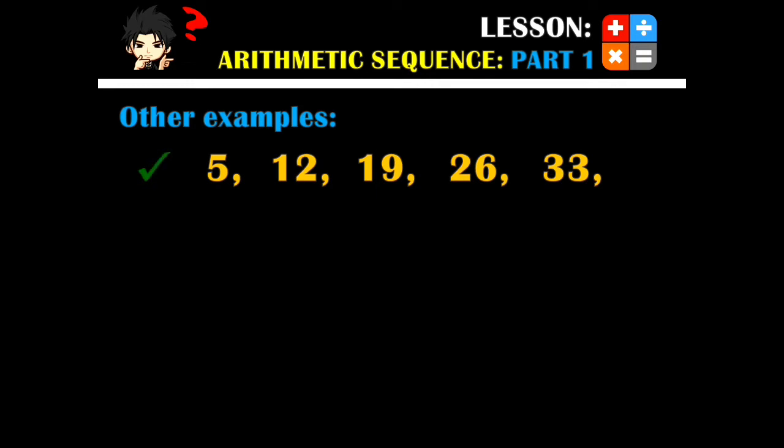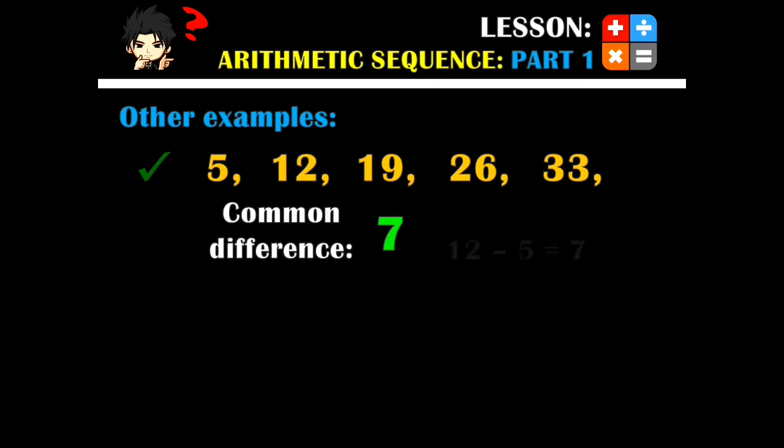Yes, this is an arithmetic sequence, and our common difference is positive 7. How? 12 minus 5 is equal to 7. 19 minus 12 is equal to 7.